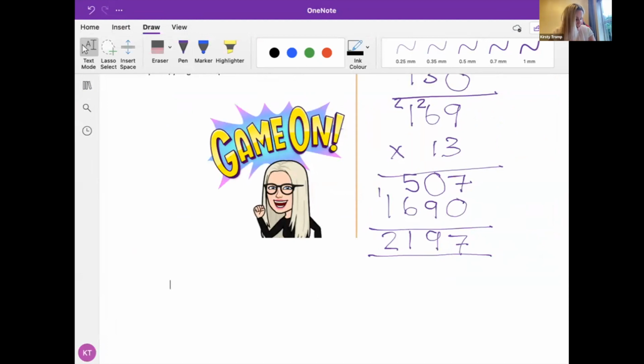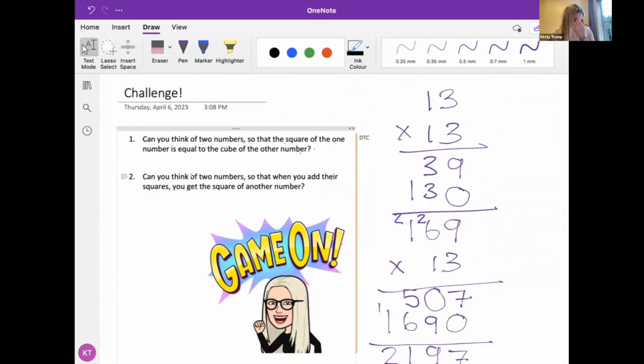Hello, ma'am. Hello. What do you think for number 1? What did you think? 25, ma'am. 25. So can you think of 2 numbers so that the square of the one number is equal to the cube of the other number? So if I square 25, that gives me 5. And what's 5 the cube of? Doesn't really work, okay? Okay, so I'm going to let you guys go away and think about it, and we will do those ones again on Wednesday.